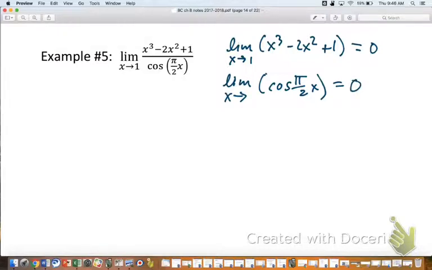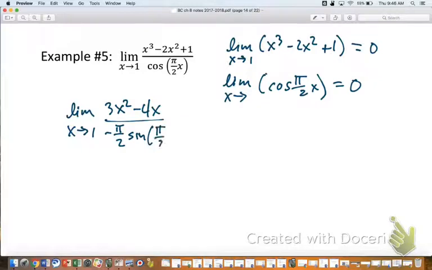So the conditions for L'Hopital's rule have been met. The limit of the bottom and the top are both 0. So we try L'Hopital's rule here. In doing so, I would get the limit as x approaches 1 of 3x squared minus 4x, all divided by negative pi over 2 times sine of pi over 2x, using the chain rule in there.